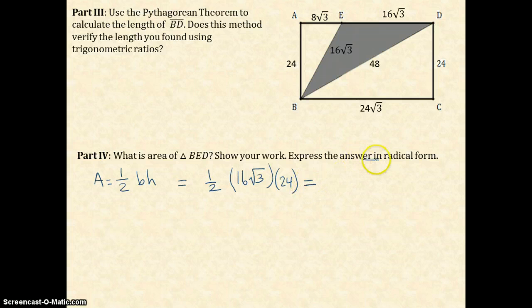and it says to express our answer in radical form. Half of 16 is 8, so that's 8 radical 3 times 24. And then 8 times 24 is 192, so the area is 192 radical 3.